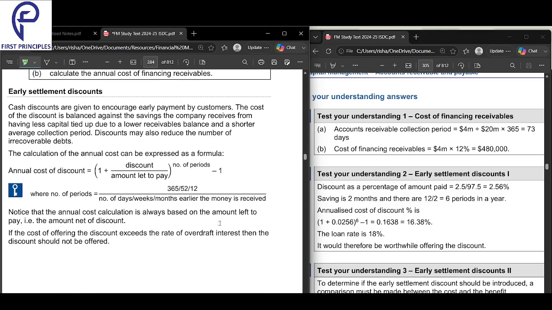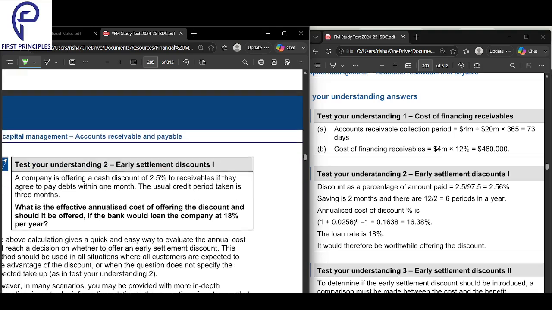Cash discounts are given to encourage early payment by customers. So the cost of the discounts is balanced with the savings the company makes from having less cash tied up. Okay. So now let's do a sum and then we'll make sense of it.